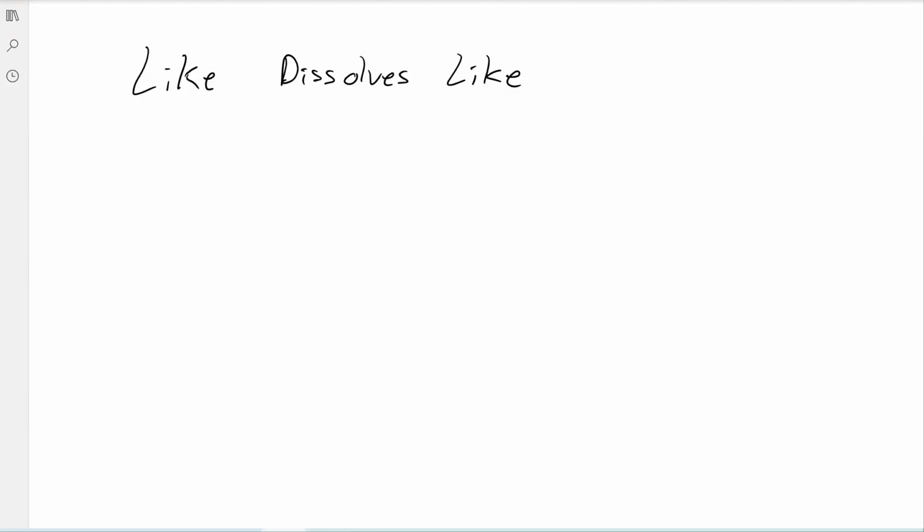All right, so whenever we're making solutions, something gets dissolved in something else, and sometimes something does dissolve, sometimes something doesn't dissolve. So for example, if you tossed some salt in a cup of water, that salt would dissolve. If you threw a rock into that water, that rock would not dissolve, right? So what makes something dissolve versus not dissolve? And our general rule of thumb here is that like dissolves like.